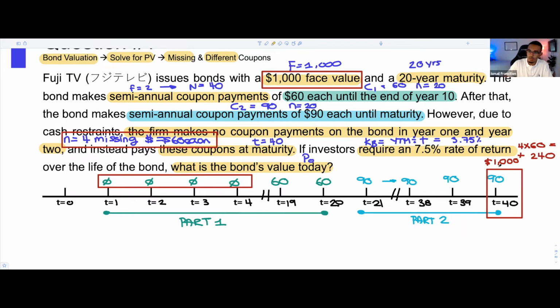So our face value, our stuff that we're going to receive at maturity, will be $1,000 and $240, not including obviously our coupon payment at T equals 40.